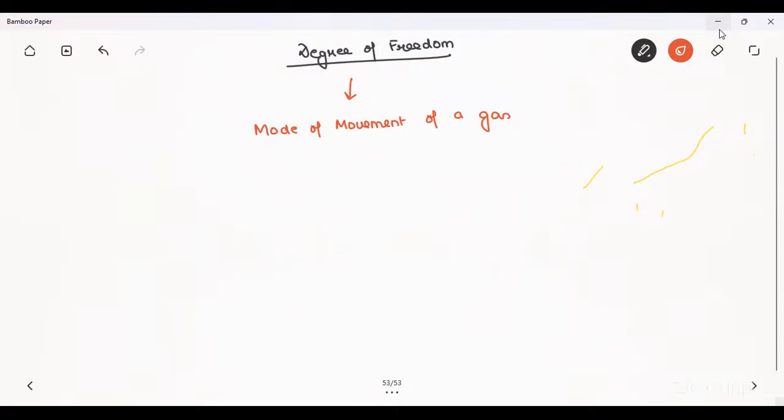Okay. So there can be three modes of the movement. One is the translatory, second is the rotational, third is the vibratory. This is T, this is R, this is V. Translatory means how a molecule is moving along an axis: X-axis, Y-axis, Z-axis. Rotational means how the molecules are moving along a bond.